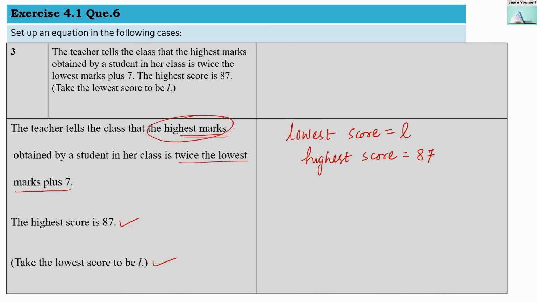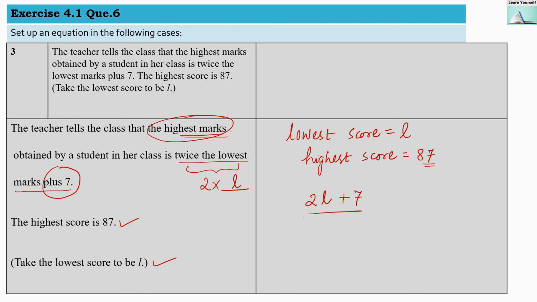Now what is the highest score? 87. So the answer should be 87 because we are going to make the equation for 87. Obtained by a student in her class is twice the lowest. Twice the lowest means 2 multiplied by the lowest score. Now what is the lowest score? Lowest score is L. So 2L plus 7. So we are going to write here twice the lowest score plus 7.